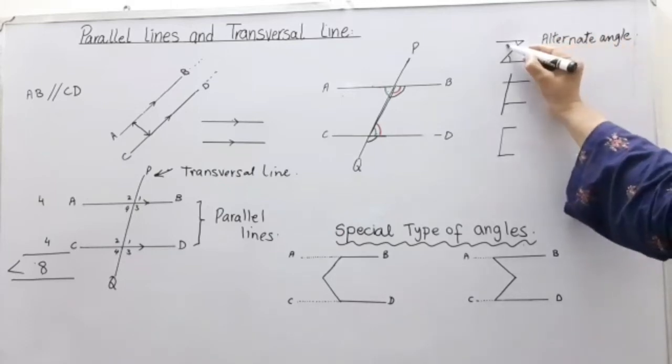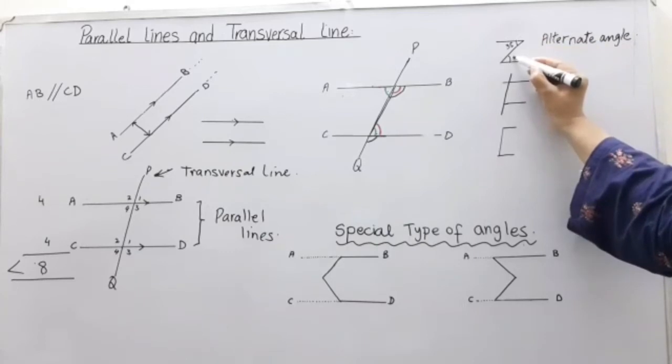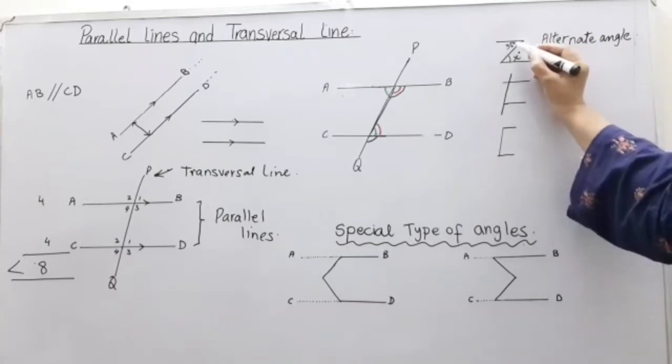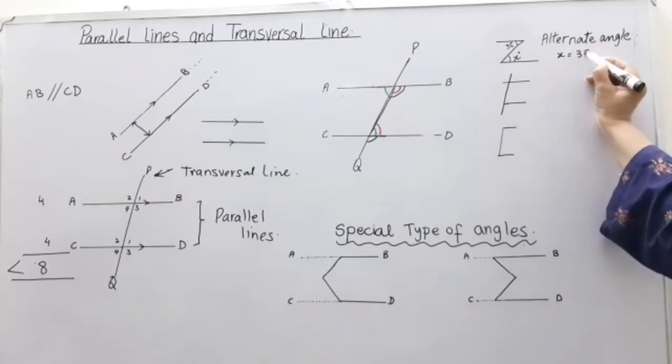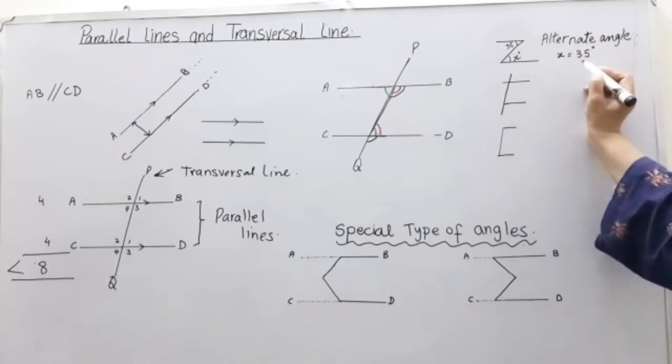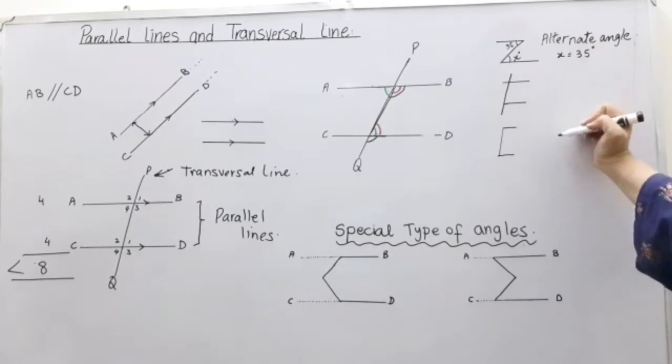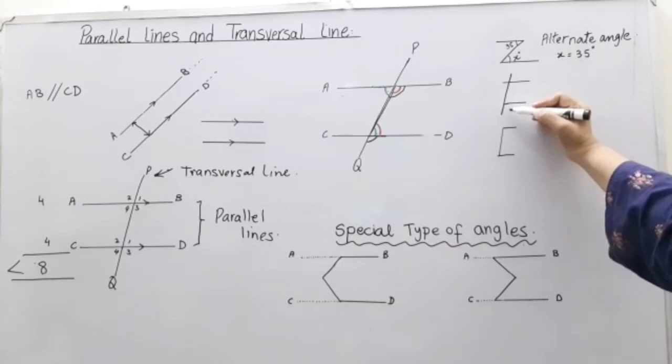If this one is 35 and this is unknown X, now X is also equal to 35. Alternate angles are always equal. The second type of angle, they make the shape of F.